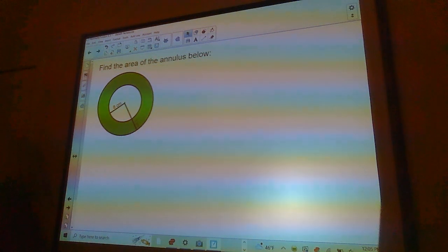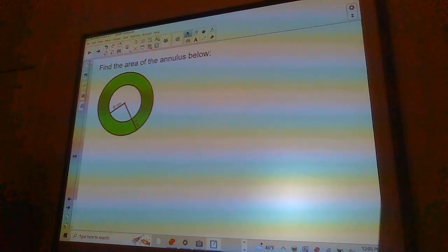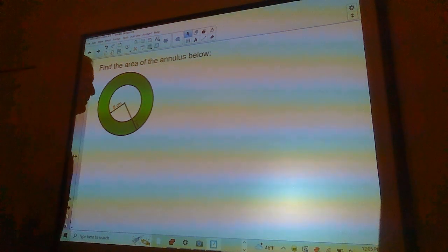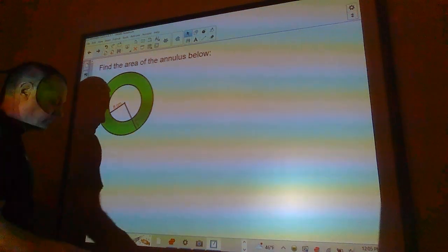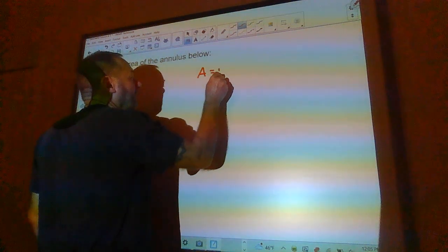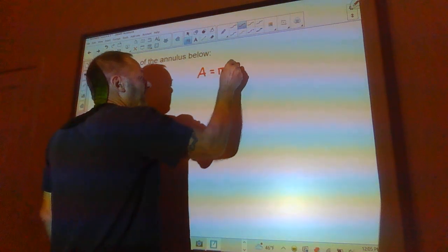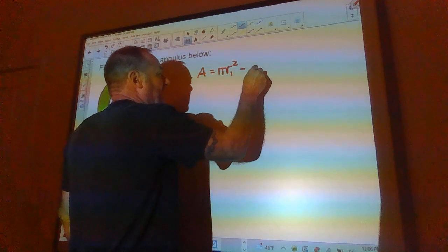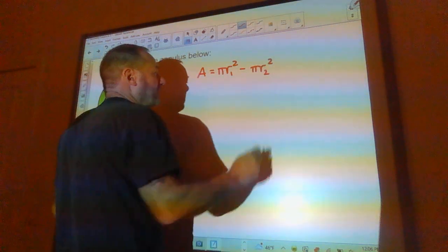So let's find the area of this annulus below. Why don't you go ahead and pause the video and give this a try, and then jump back on and see how you did. Okay, so what we're going to do is take the area of the big circle, and we're going to subtract the area of the small circle.